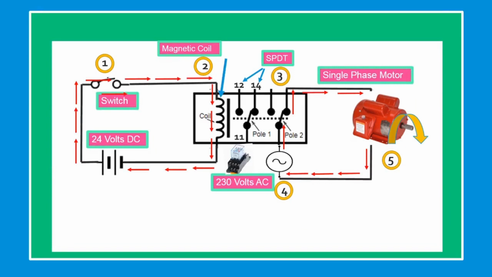The current flows from the 24-volt supply battery through number 1 switch, through number 2 magnetic coil, energizing the magnetic relay. Once the magnetic relay energizes, the number 3 single pole double throw, or SPDT, contact changes its state from 11 to 12, to 11 to 14. And the current from number 4, power voltage 230 volts, flows through closed contact number 5, the motor, and the motor will run, and the current flows back to the power supply.